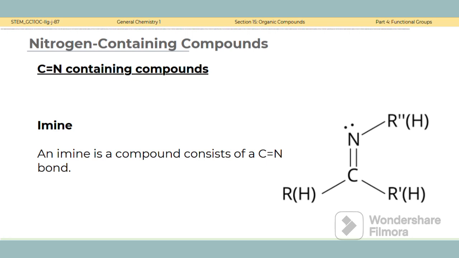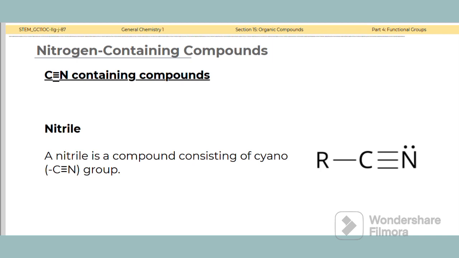Compounds containing a carbon-nitrogen double bond. Imine, or amine. An imine is a compound that consists of a carbon-nitrogen double bond. Compounds containing a carbon-nitrogen triple bond.